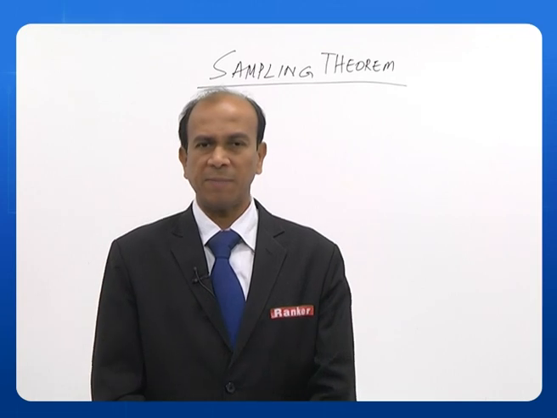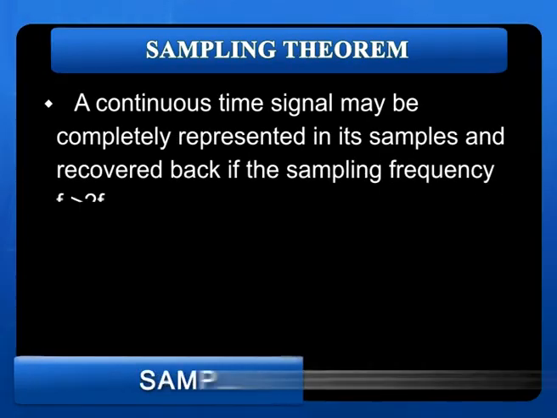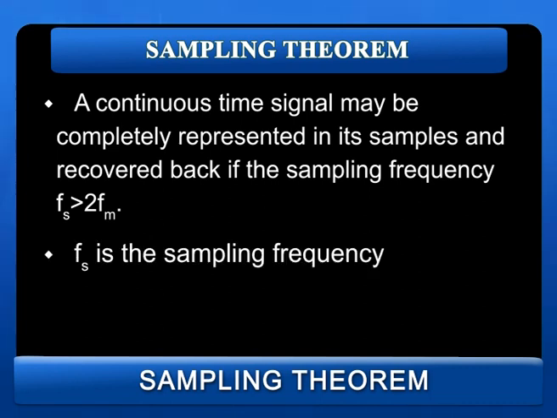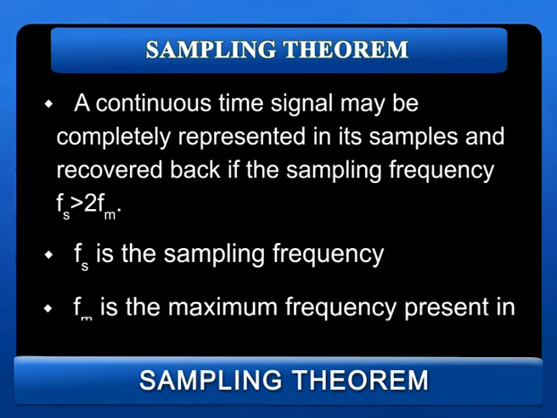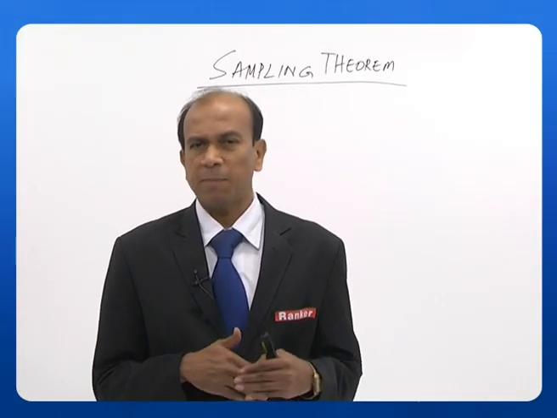So, what does the sampling theorem say? The sampling theorem says that a continuous time signal may be completely represented in samples and recovered back if the sampling frequency Fs is greater than 2fm, where Fs is the sampling frequency and fm is the maximum frequency present in the signal. So, let us see this. If you see here, we are talking of 2 points in the sampling theorem.